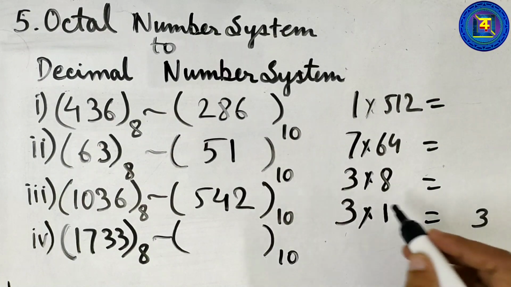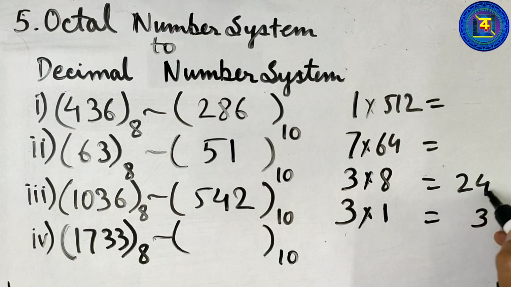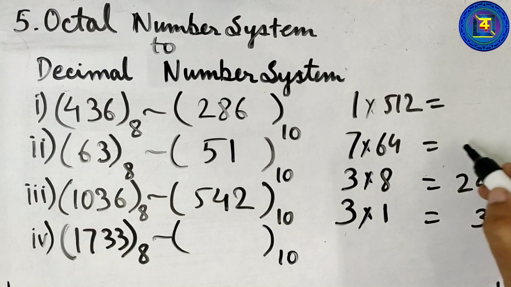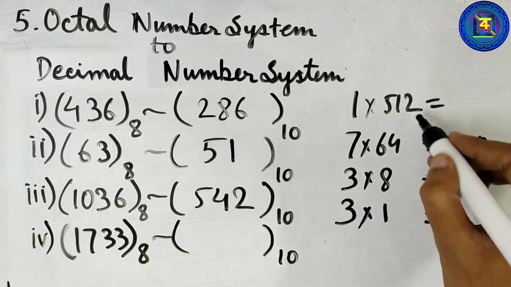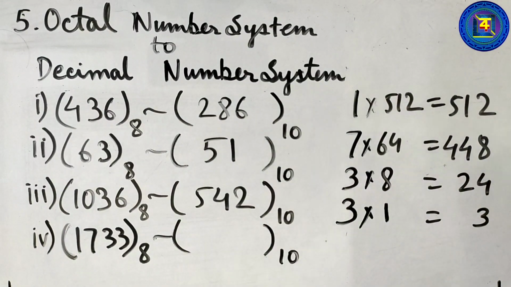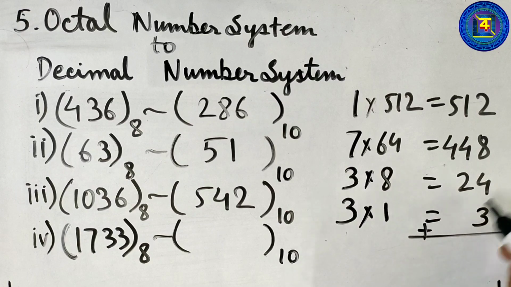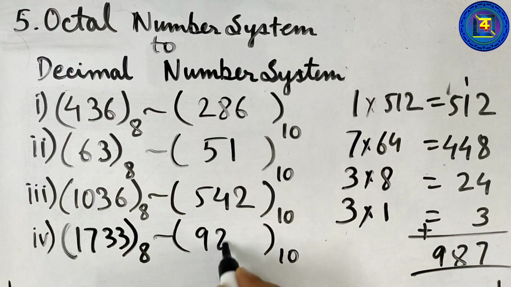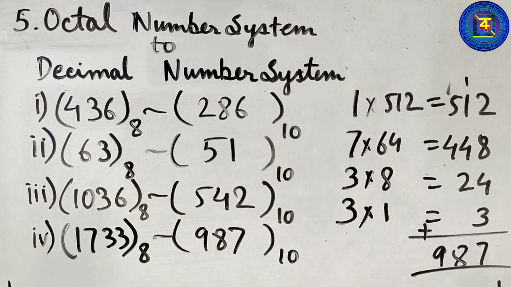3 ones are 3, 8 3s are 24, 64 multiplied by 7 is equal to 448, 512 is equal to 512. So when we add them up, it will result in 7, 1 carried, 8, 1, it will just be 9. So it ends up at 987. Correct? Now what is so unique over here in the last question and the first question?